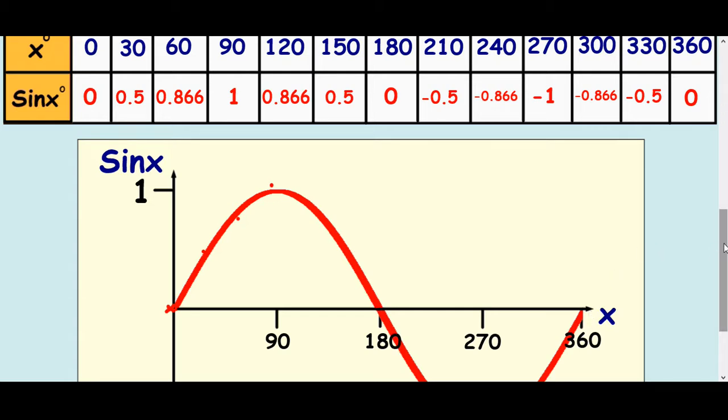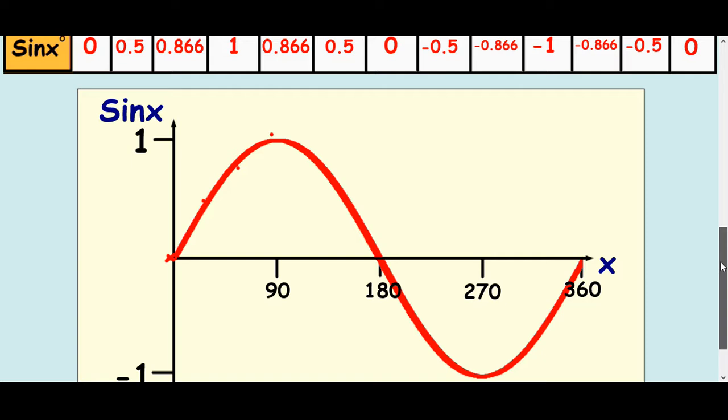Now all we're trying to do here is get you used to the sine wave and understanding how to plot it from just a table. That's all really we're trying to get you to do here.